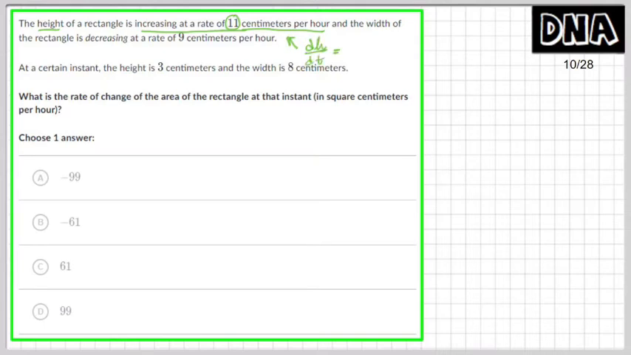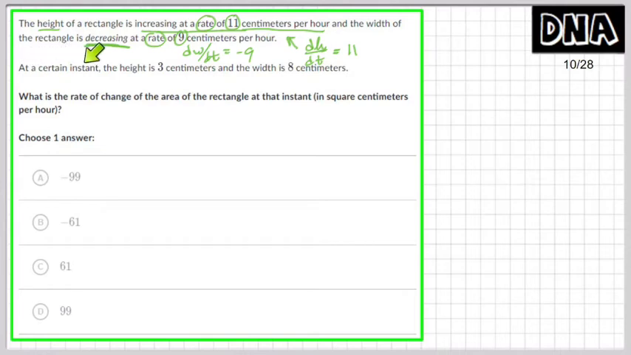And is it a positive 11 or negative 11? That's a positive 11. Why? How do I know? Because it says increasing. Okay, and then so the height of a rectangle is increasing at 11. And the width of the rectangle is decreasing at a rate of 9. The rate, okay, and 9. I saw rate over there too, but this time we're decreasing. So this time, let's go dw dt equals negative 9. And that's because it says decreasing.